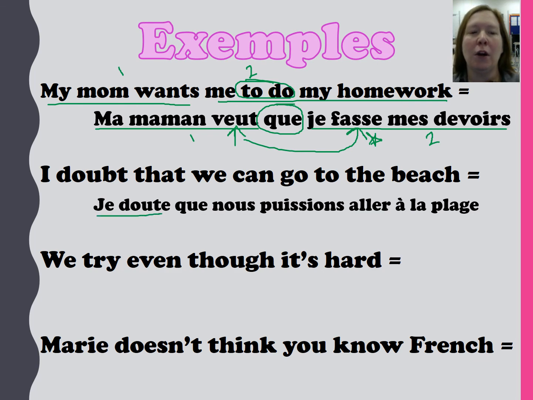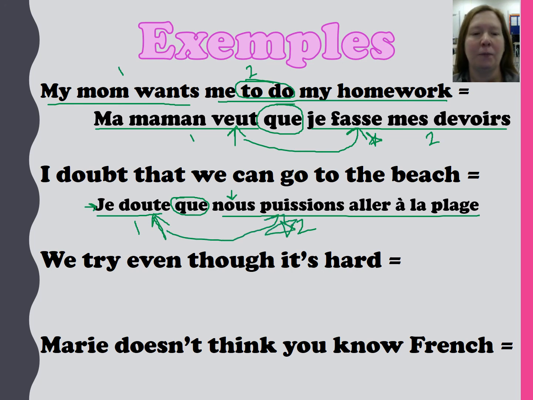There's clause 1, je doute. Nous puissions aller à la plage is clause 2. We have different subjects because here's je and here's nous. They're connected by que, and this expression is doubt, so the verb will be in the subjunctive.